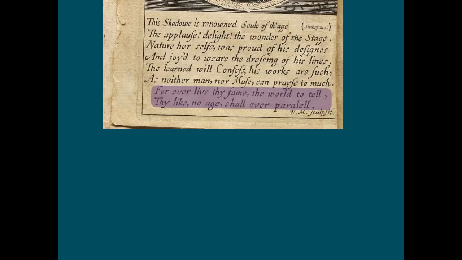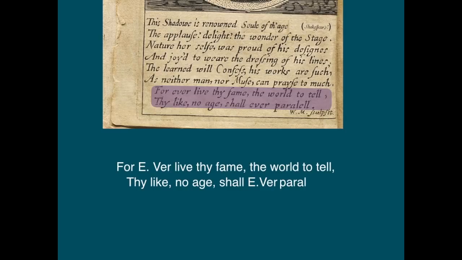Indeed, the Oxfordian might pick up on the two iterations of the word "ever" to eke out the interpretation, for "evere live thy fame, the world to tell thy like, no age shall evere parallel." Some Oxfordians won't like the smell of that because the last line, "thy like," addressing him, and then "shall evere parallel." Perhaps it'd be better just to allow the second "ever" to remain as "ever." But either way, both the Stratfordian and the Oxfordian are here falling into the same trap and making the same error.